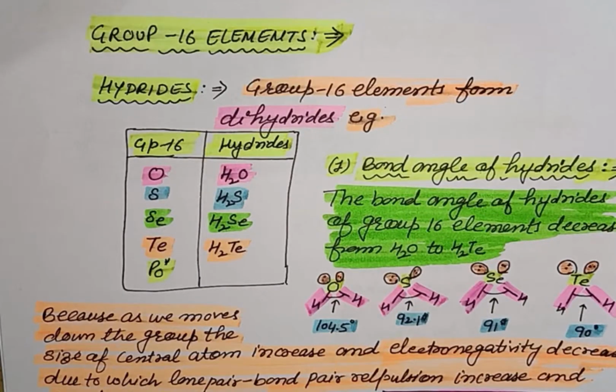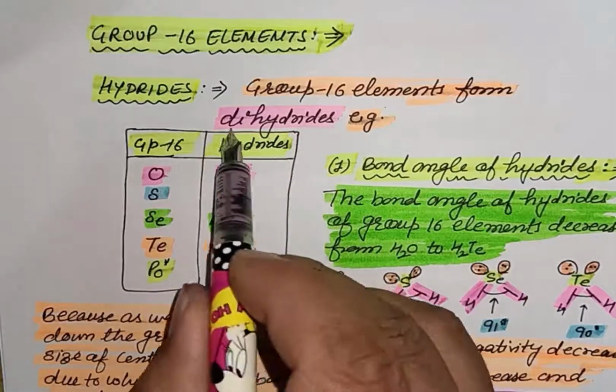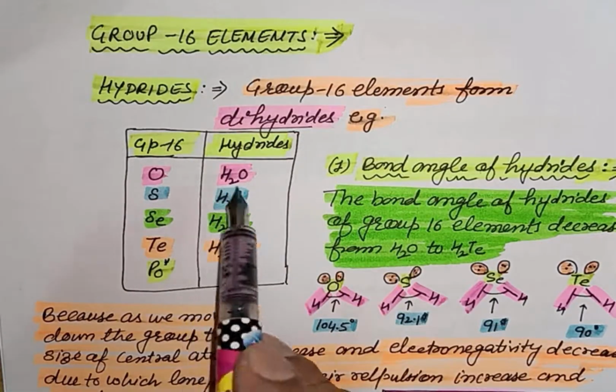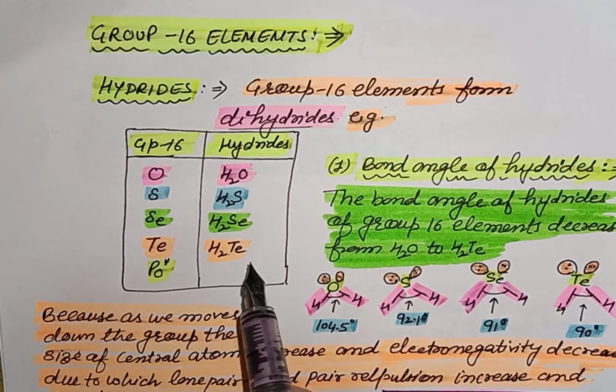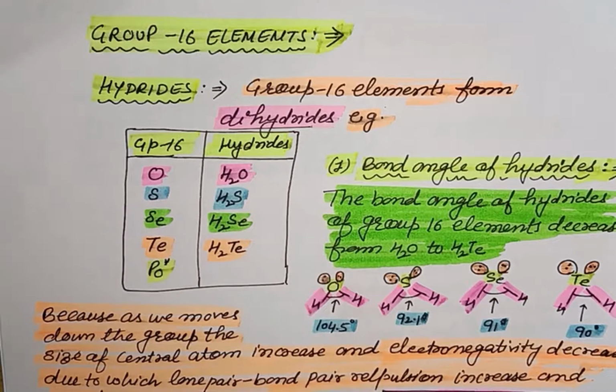The next topic is the hydrides of group number 16. The group 16 elements form dihydrides, which means two hydrogen atoms are attached to them. There are a few important properties of these hydrides. The first one is the bond angle.